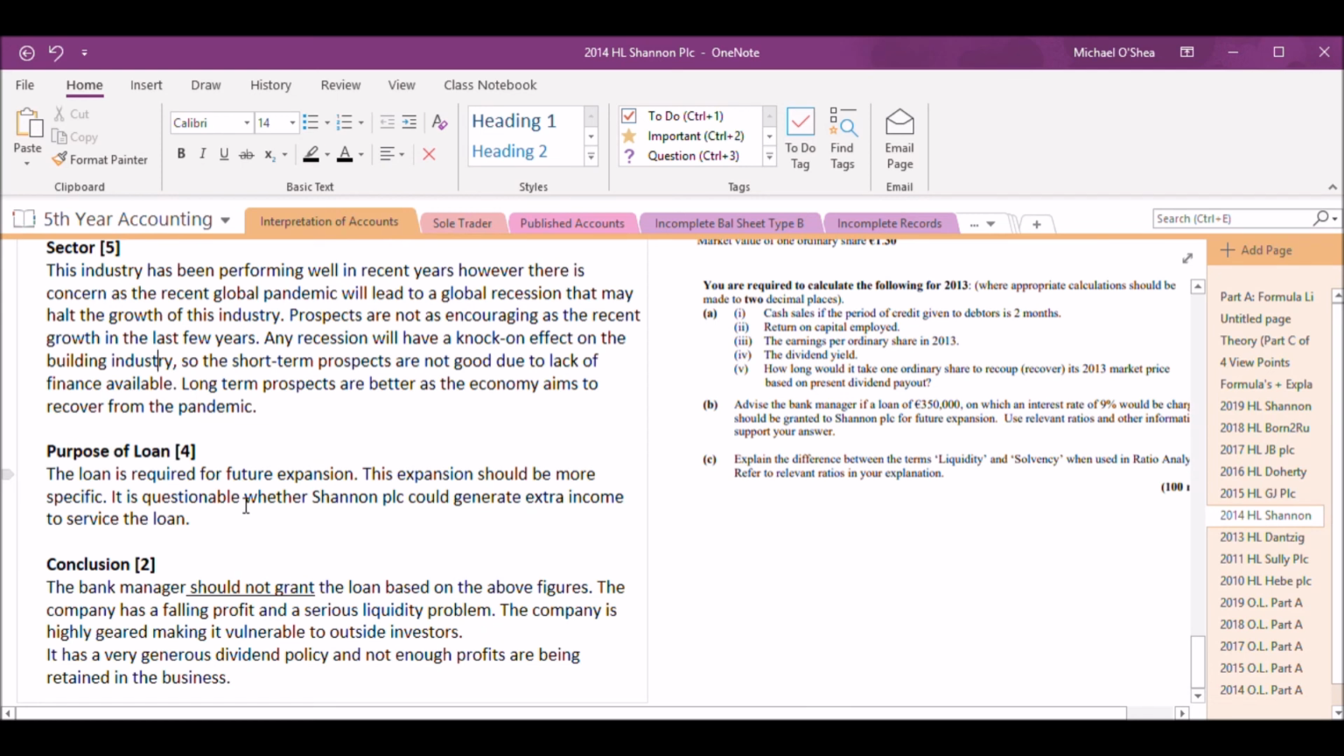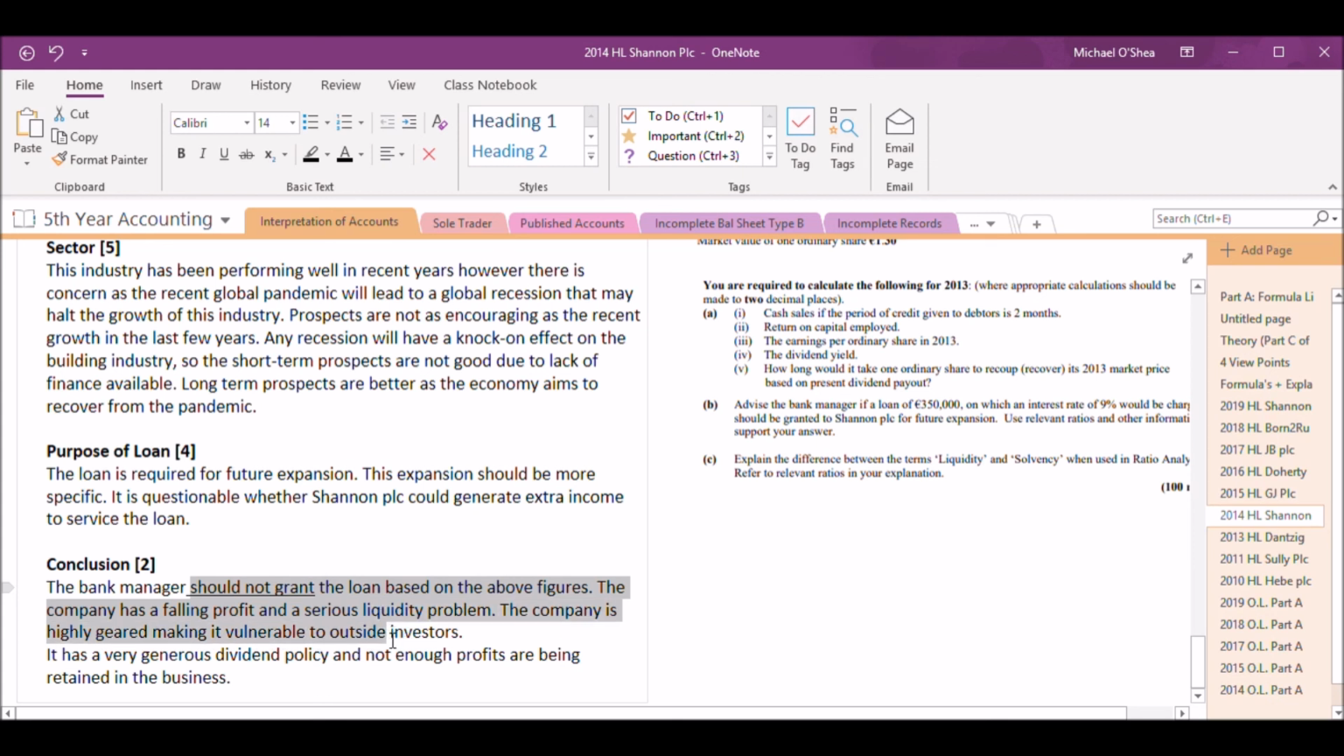Purpose of the loan is required for future expansion. That's all they told us. So we're going to have to question the fact that we don't know whether this will give us extra income. Final point, please do not forget it, because literally just by stating the loan should not be granted because of the above will get you your 2 marks.